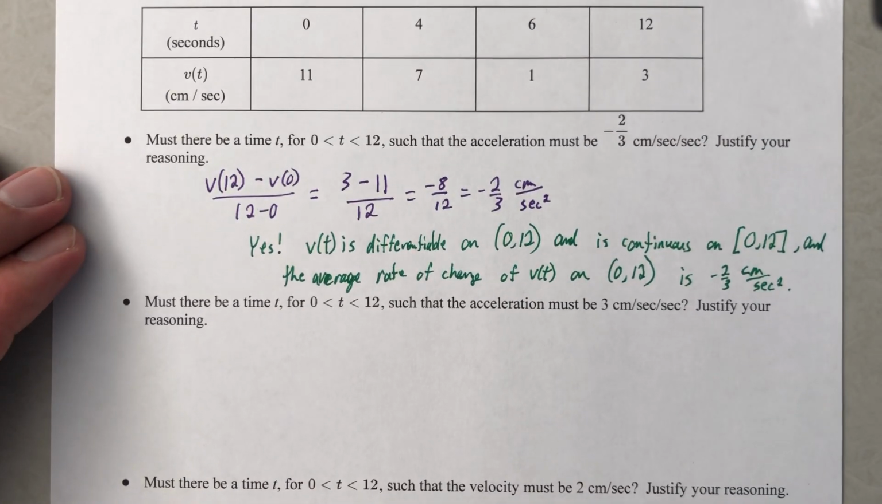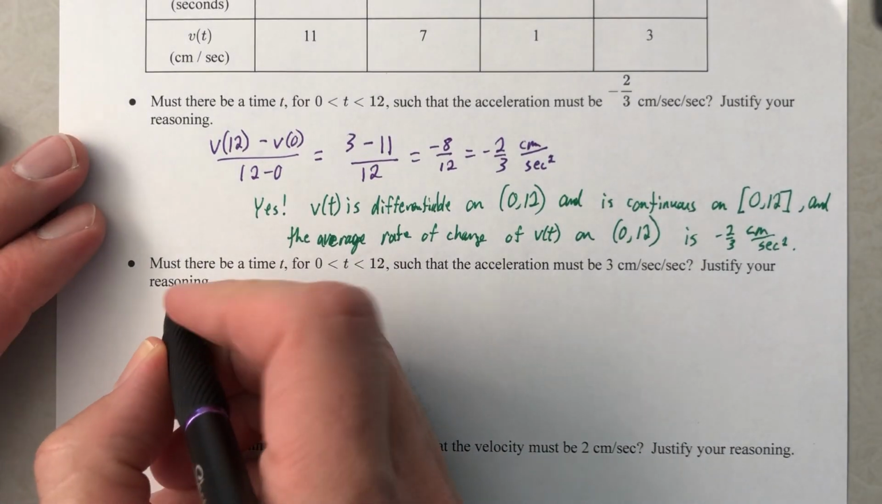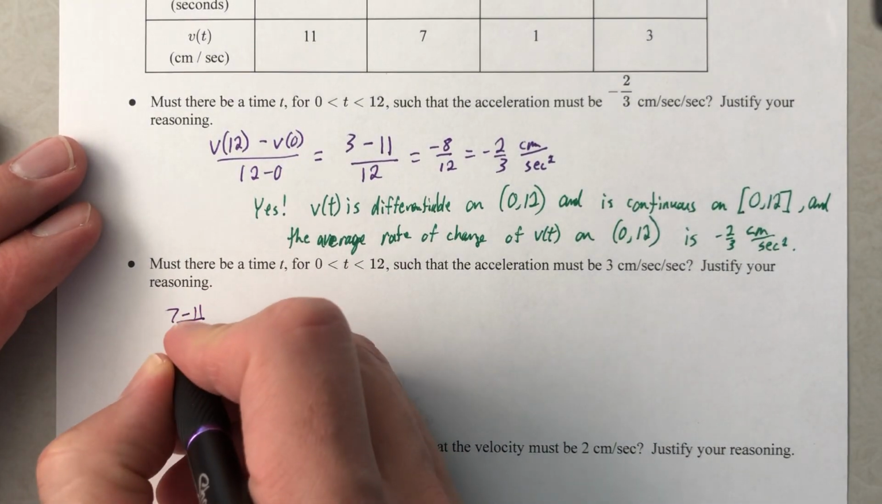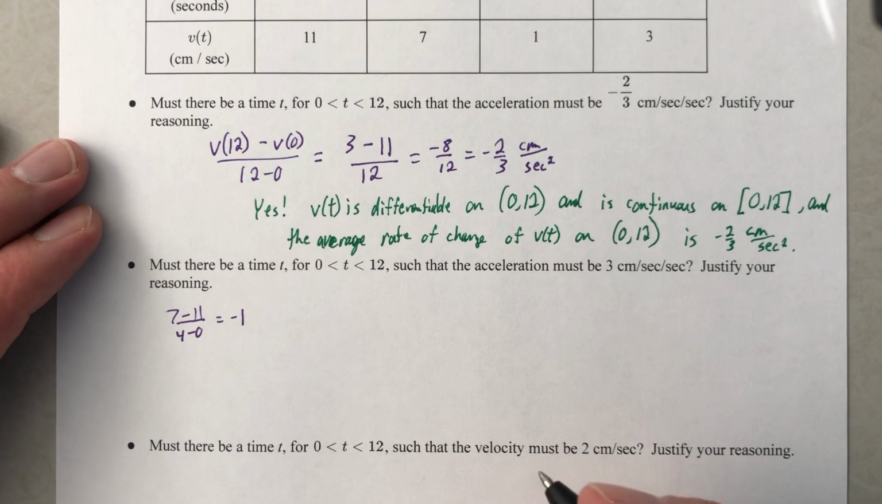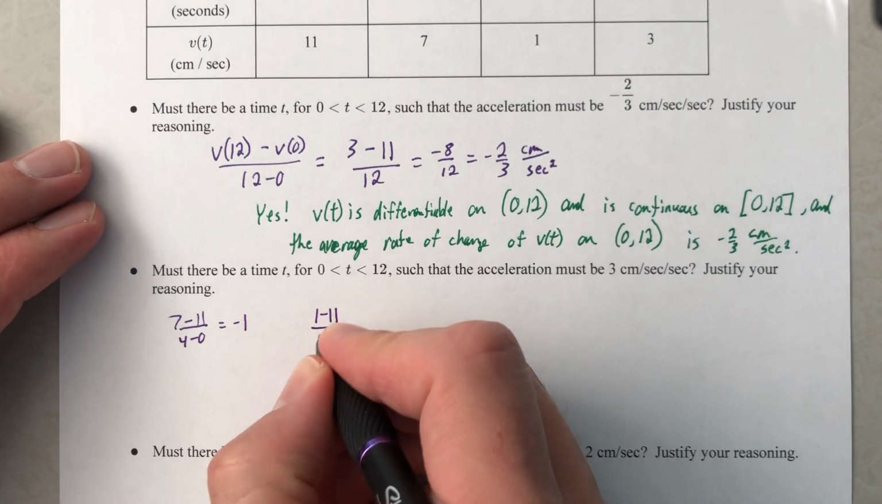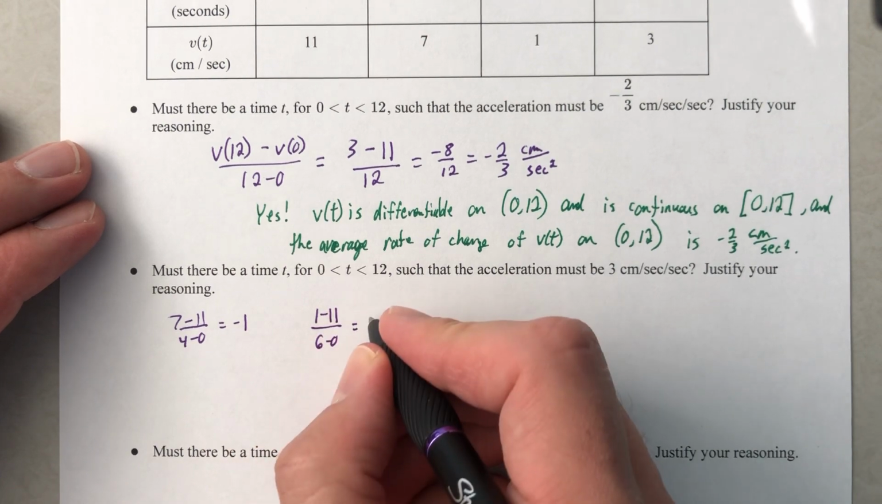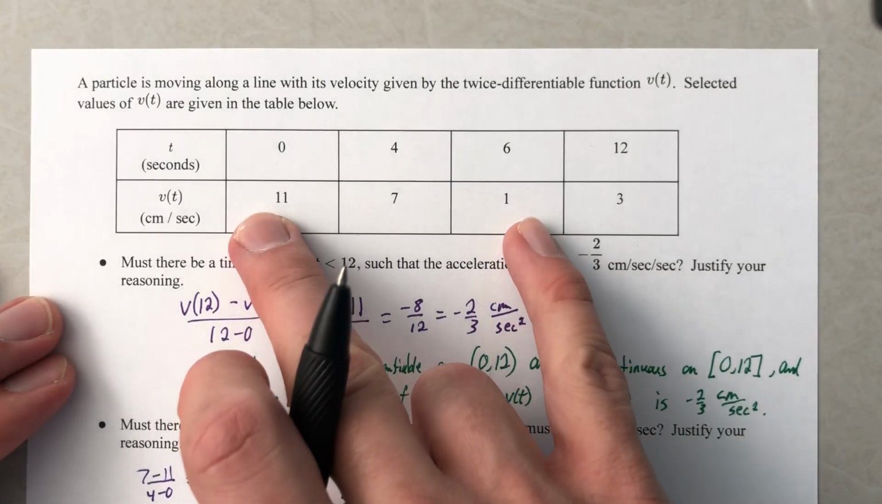I'm going to do several different slopes, all right? So bear with me. We're going to do 7 minus 11 over 4 minus 0, and that's going to give me, well, negative 1, all right? We're also going to do 1 minus 11 over 6 minus 0, and that gives me negative 11 over 6. I'm testing some intervals here.